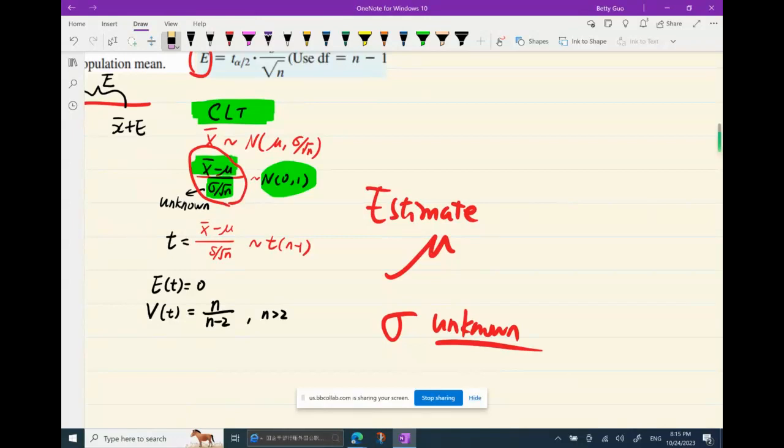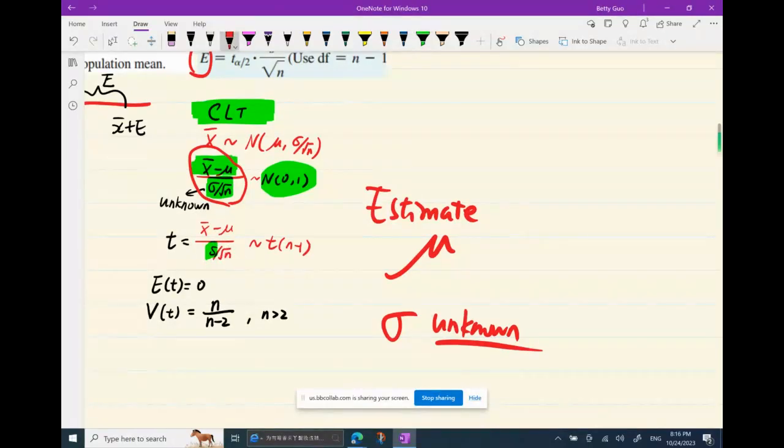We are going to replace the sigma with S. What is S? Sigma is the population standard deviation. S is the sample standard deviation. Since the population standard deviation sigma is unknown, if you were the statistician, you probably would agree it's a good idea to use the sample standard deviation to substitute for the population standard deviation, right?